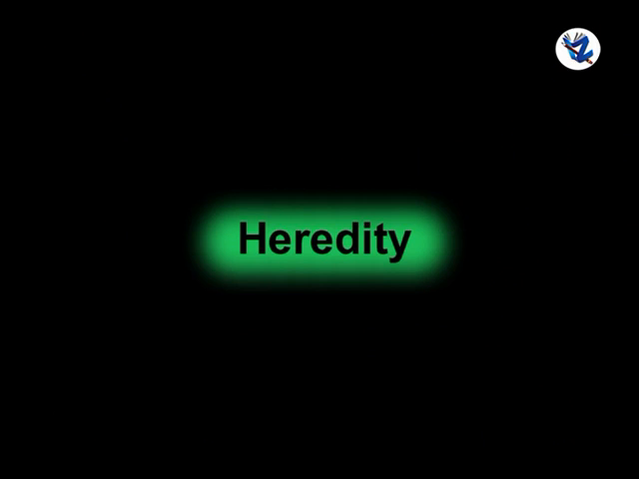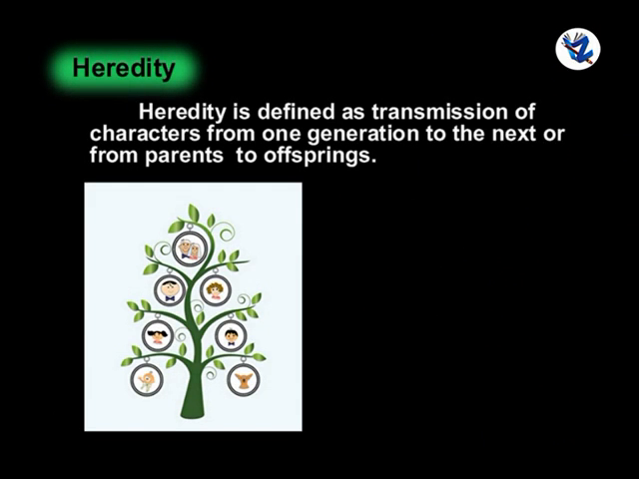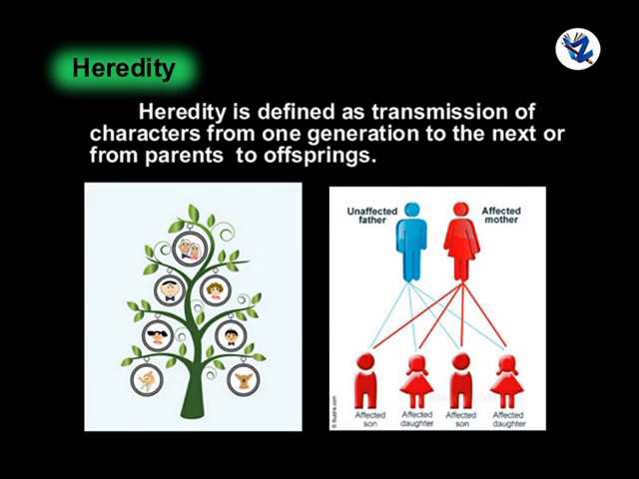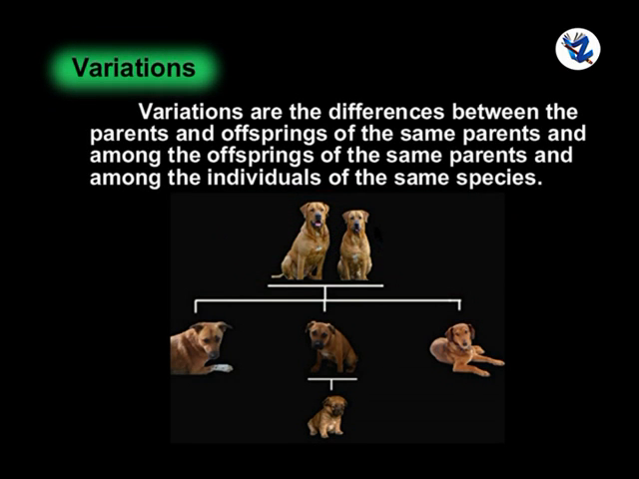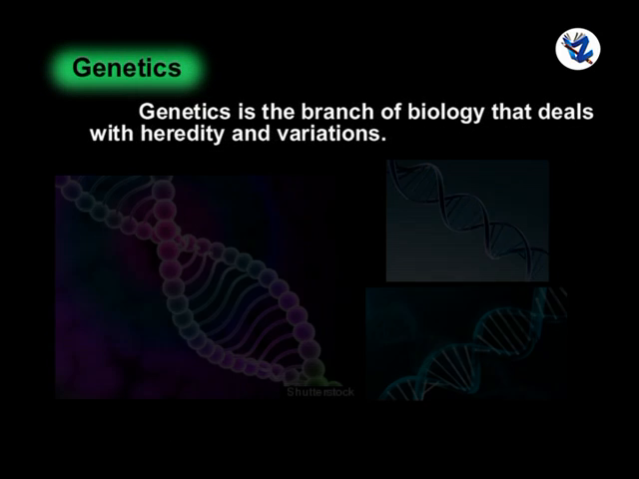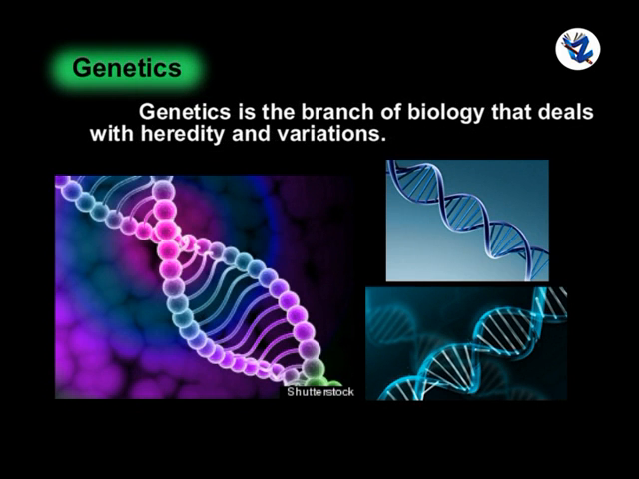So what is meant by heredity? It is defined as transmission of characters from one generation to the next, or from parents to offsprings. Variations are the differences between the parents and offsprings, among the offsprings of the same parents, and among the individuals of the same species. Genetics is the branch of biology that deals with heredity and variations.